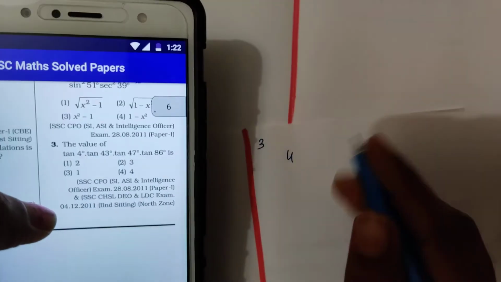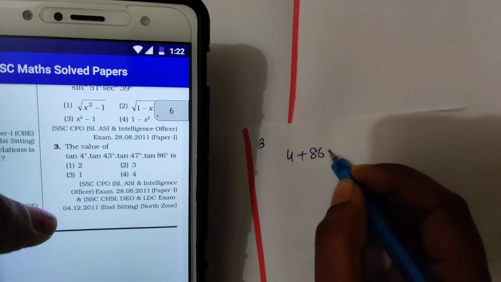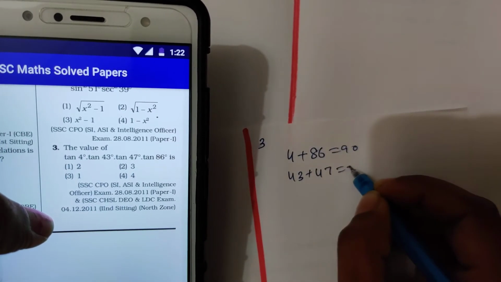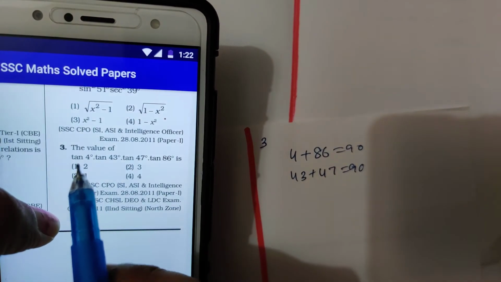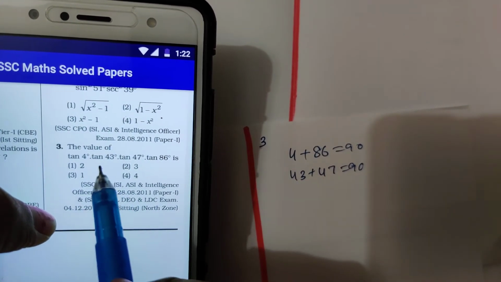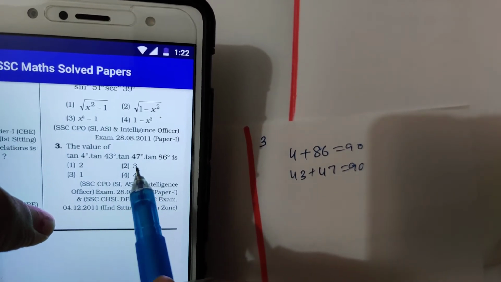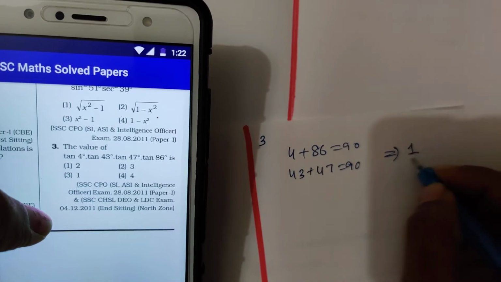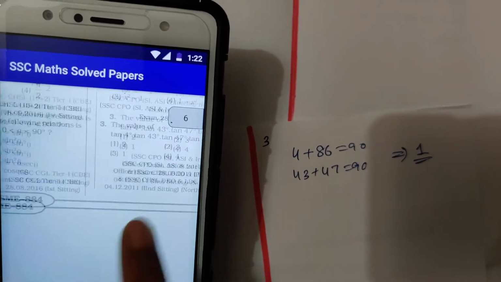See, tan 4, tan 43, tan 47, tan 86. Tan 4 plus 86 is 90 and 43 plus 47 is 90. So tan 4 into tan 86 is 1. Similarly, tan 43 and tan 47 is 1. So overall the answer will be 1 into 1, 1. Option 3. Okay.